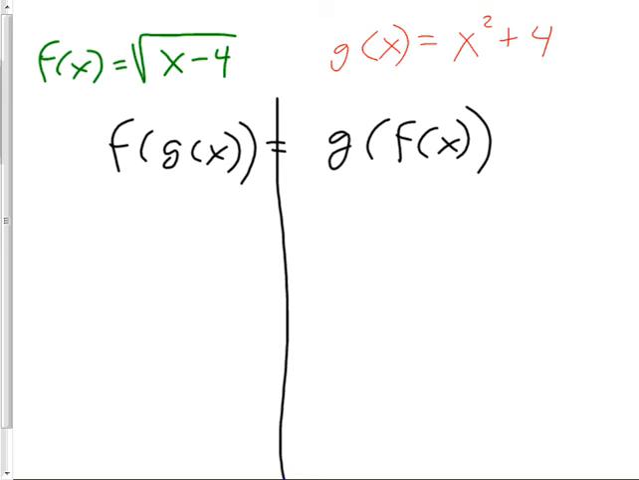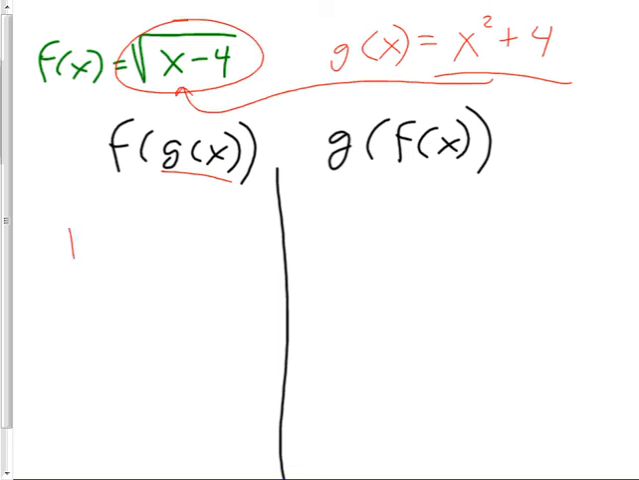Draw a line down the middle. Pause for a second while you try that. All right, so here's what you should have done. You put the g into the f function. This goes into that, so I'm going to take this function right here and write it with the empty parenthesis, square root, empty parenthesis, minus 4. And in the empty parenthesis, I drop in the x squared plus 4.